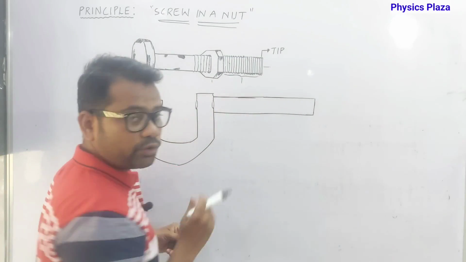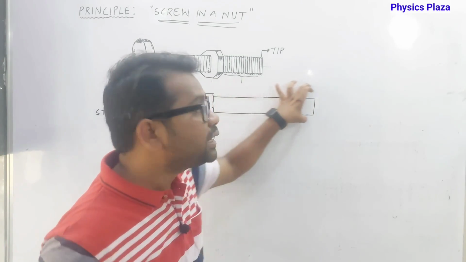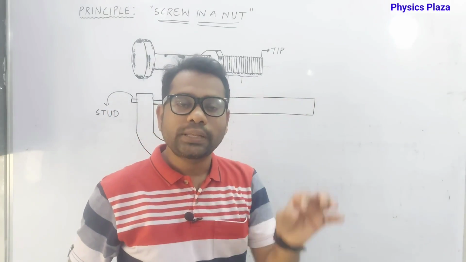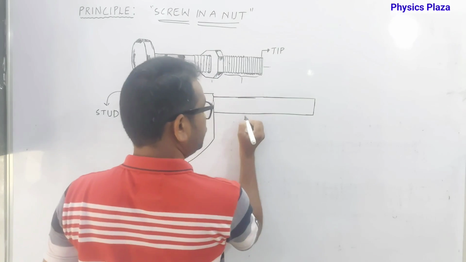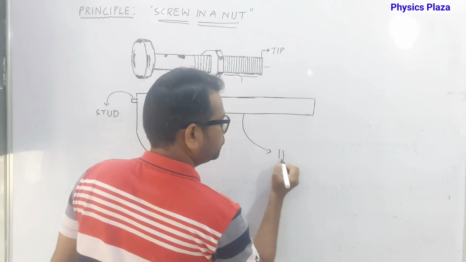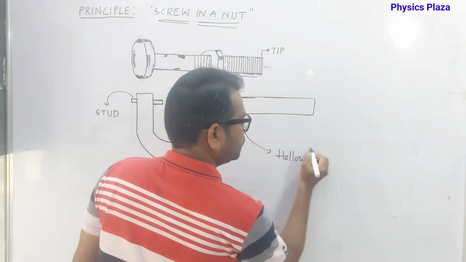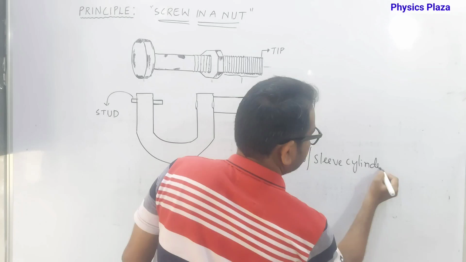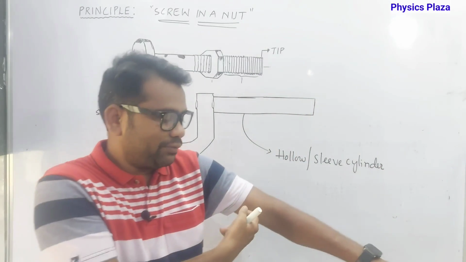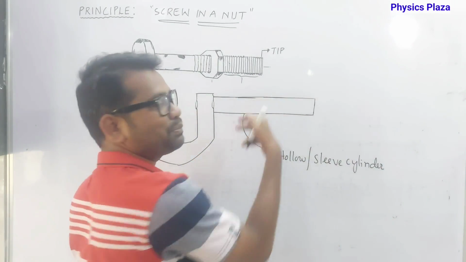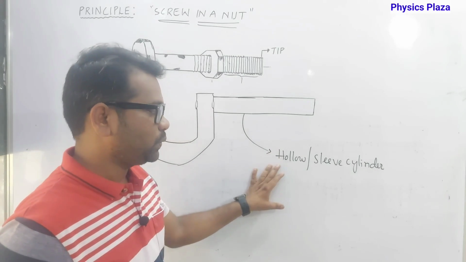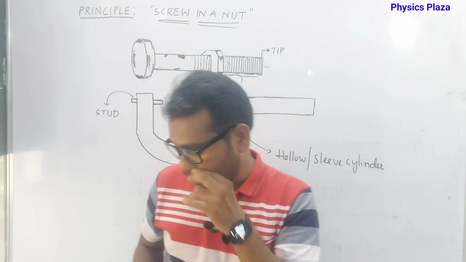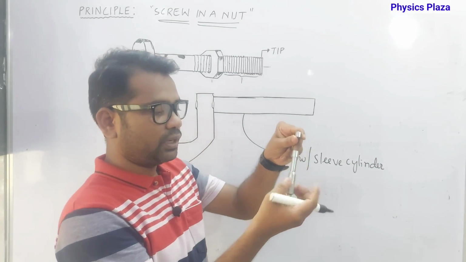And on the right side, a hollow sleeve cylinder is fixed. It is also called a sleeve cylinder. It's very important, so try to understand the terms. We can think of a sleeveless shirt. It's a sleeve, right, so that the nut can be fixed inside. This hollow sleeve cylinder is going to serve as a nut. Let me show you.